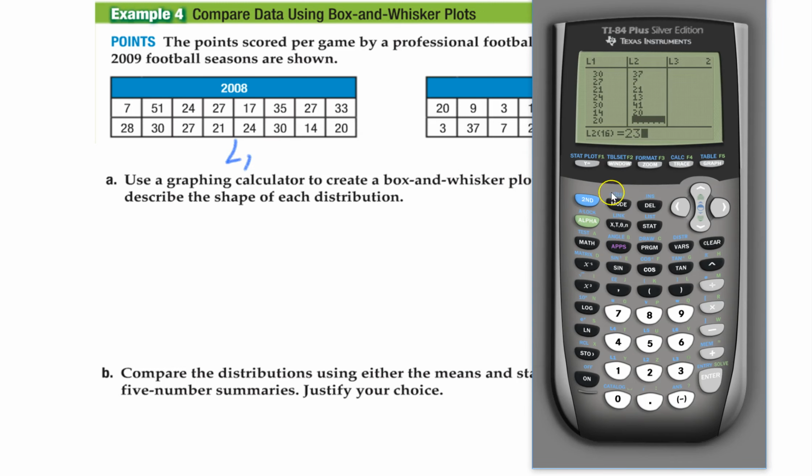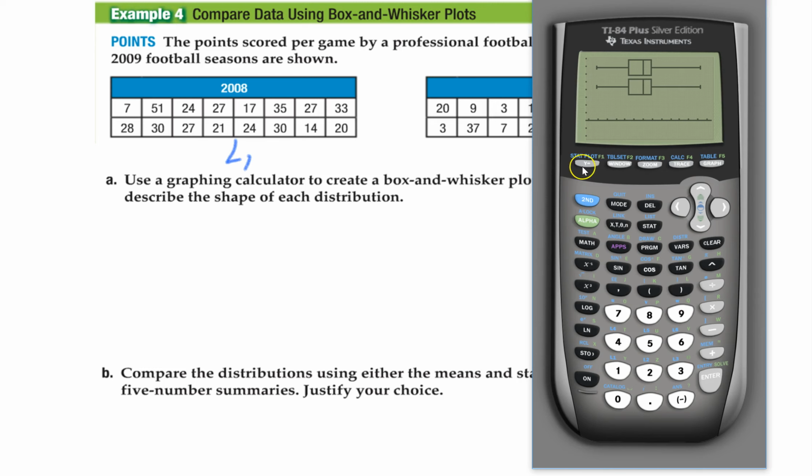Okay, I put them both in there. So now what I've got to do is turn on two stat plots. One for the L1, one for the L2. So over here, I'm going to turn this one on. We also want to make another box and whisker plot like that. Notice there's only one list now, L1. Again, no frequency, so leave that clear. I'm going to hit graph. You can see there's two graphs there. Let me fix my window again. Zoom 9.